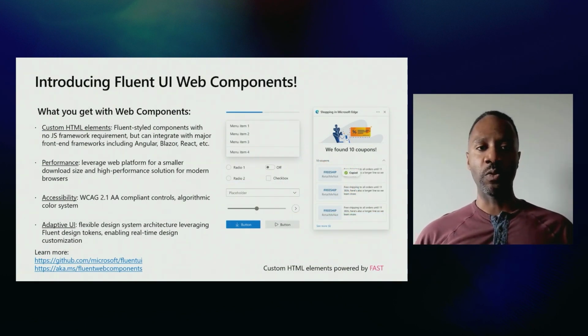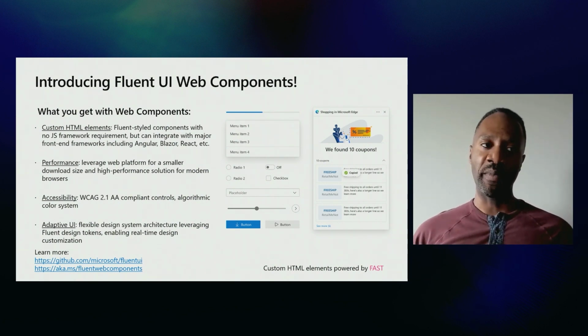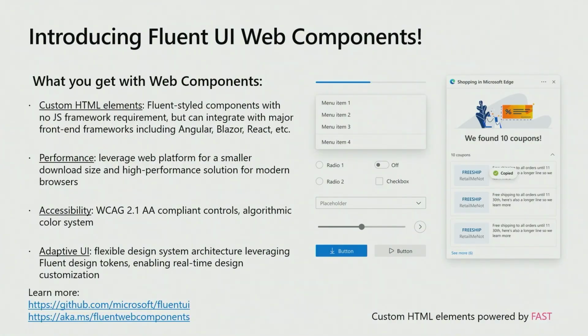Next, we want to introduce you to Fluent UI web components. Now, web components are custom HTML elements that are, again, Fluent styled out of the box. And whether you're using them just in HTML and CSS, or whether you're using them with an underlying JavaScript framework, you can do either one. It doesn't require an underlying JavaScript framework, but you can integrate with any of the major frameworks like Angular, React, Blazor, etc. Performance is, again, another strong consideration for us.